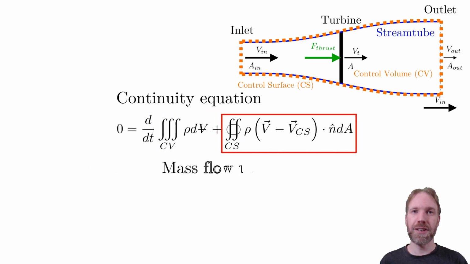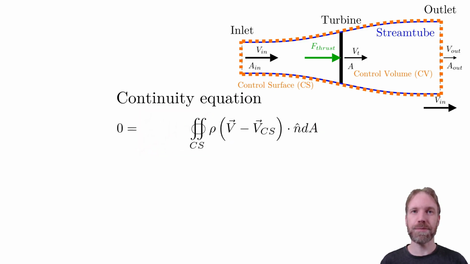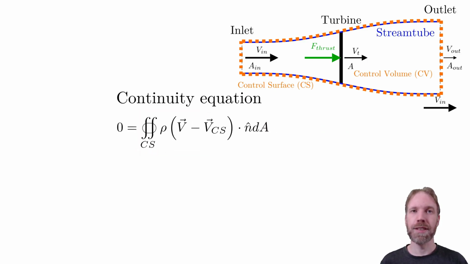The surface integral of the control surface represents the mass flow through the walls of the control volume. Here, the inlet and outlet. As we assume stationary flow, all time derivatives are zero, and we can neglect the first term. VCS is the motion of the control volume, but our control volume will be stationary, so this term becomes zero.